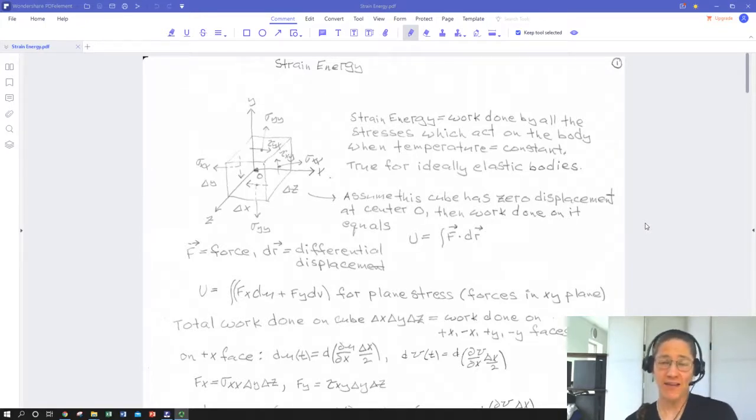So how far you move in the x direction, for instance, might be dependent on where you are in the z. It all depends on what's going on in a body of that type. So those are our inputs. So we've looked at relationships between stress and strain and developed Hooke's law expressions for elasticity.